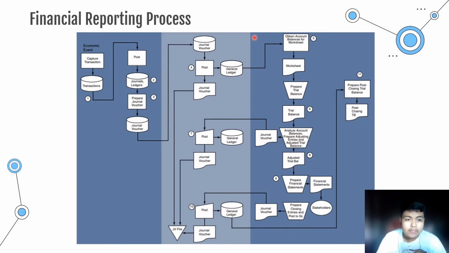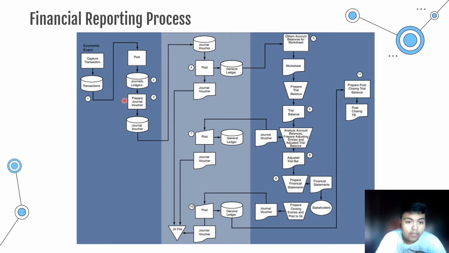And now to the financial reporting process. So, yung financial reporting process, magsisimula when there is an economic event. So, example of economic event, halimbawa, nag-purchase tayo ng inventories or may sales, ganon. So, when there's an economic event, we will capture those transactions and those transactions will be posted to the journal ledgers. After posting it to the journal ledgers, we will now prepare the journal voucher.